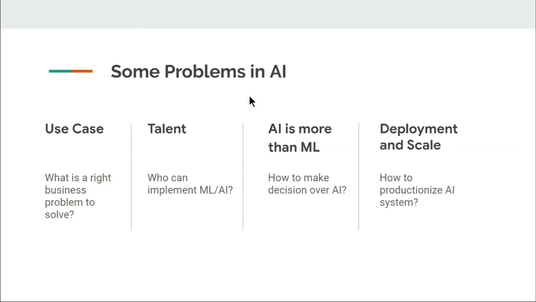Yeah, so some of the problems in AI. Use case: what is the right business problem? That's very common in a lot of organizations. They want to do AI just because a lot of people do AI. They don't understand what kind of problems AI can solve and how AI can bring real business value to their organizations. I'm going to talk about talents.